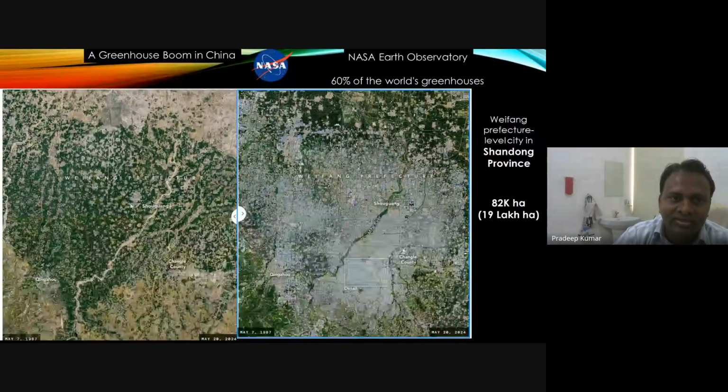Worldwide, this was the situation of China. Weifang Prefecture, which is located in Shandong province in northern China, has more than 82,000 hectare under protected cultivation, especially greenhouse cultivation. The total area under protected cultivation is 19 lakh hectare in 2024 in China. This was the situation in May 1987, and this is May 2024, and this was actually released by NASA on their website.